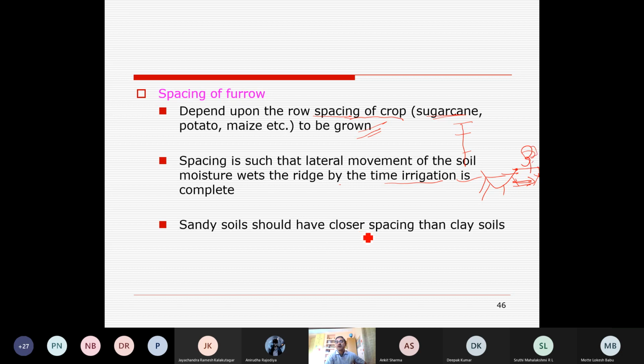Sandy soil should have closer spacing than the clay. Simple reason, it has high infiltration rate. So if it is apart or longer spacing is there, the area in between two furrows will not get sufficient amount of water. So sandy soils will certainly have closer spacing with respect to clay soils.